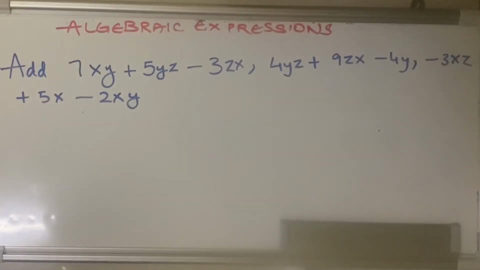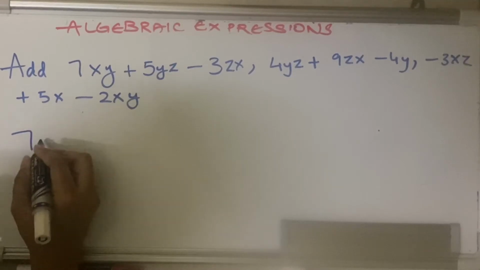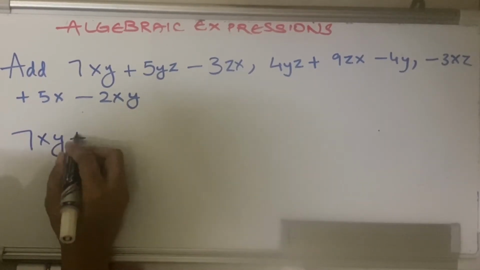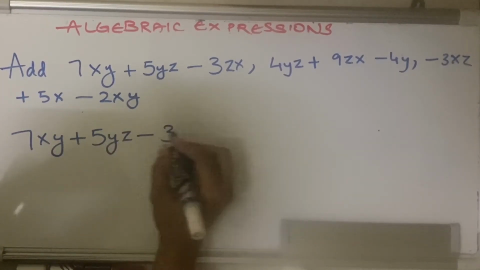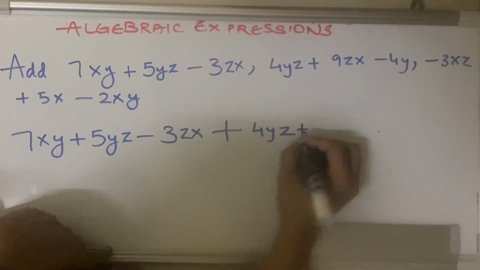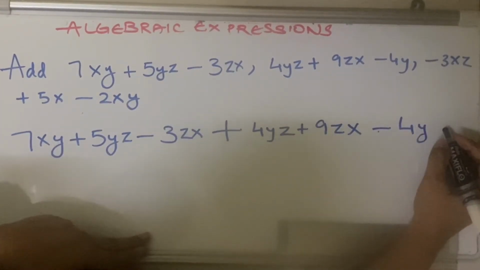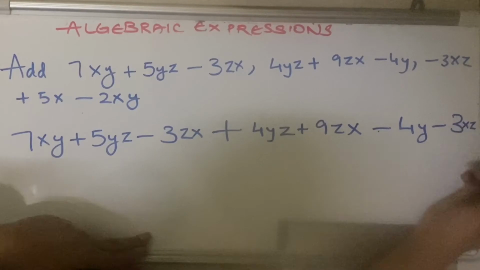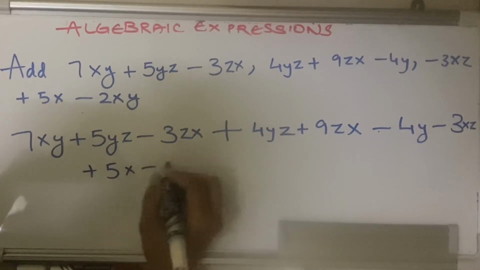In this example we now have three expressions to add. Even if you don't arrange them in the other way, we can still try solving this question. So it's about addition, right? Let's rewrite it first. This is our first expression, 7xy plus 5yz minus 3zx, plus our second expression 4yz plus 9zx minus 4y, and our third expression, plus, minus would again be minus, so minus 3xz plus 5x minus 2xy.